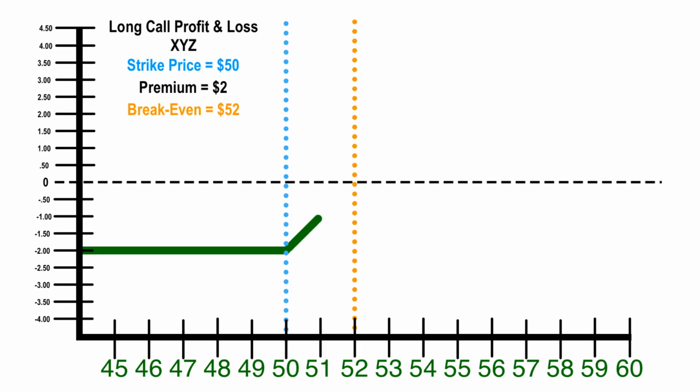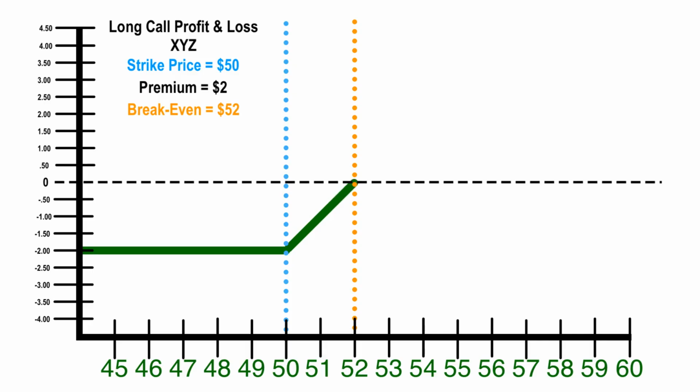At a stock price of $51, the option is now in the money and begins to gain intrinsic value. The call option is worth $1 because the stock price is $1 above the $50 strike price. However, since the original premium paid was $2, the position is still at a net loss of $1. This shows that while the trade is moving in the right direction and starting to recover value, it has not yet reached profitability. The stock must still rise to the $52 break-even point to fully offset the initial cost.